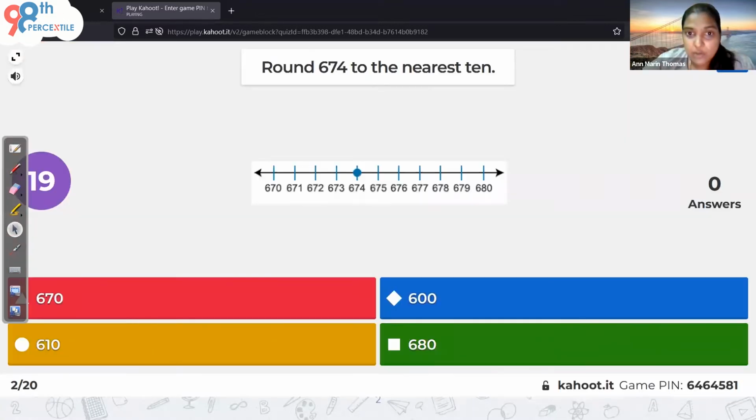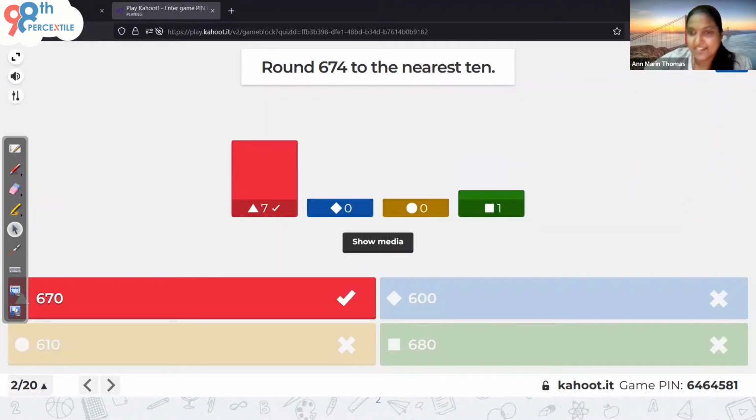Round 674 to the nearest 10. Be very careful. Oh, okay, there were 7 people who gave the right answer and 1 person happened to make a mistake. Okay, let's recheck now. Let's talk about 674.